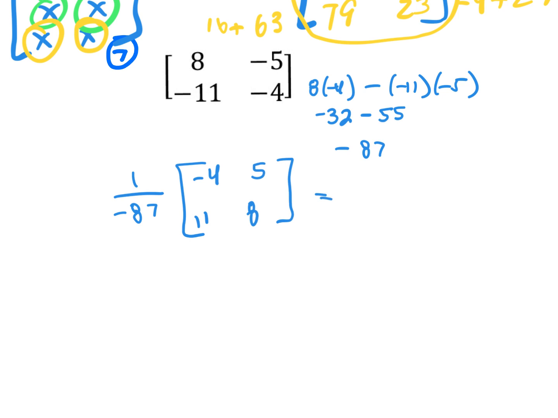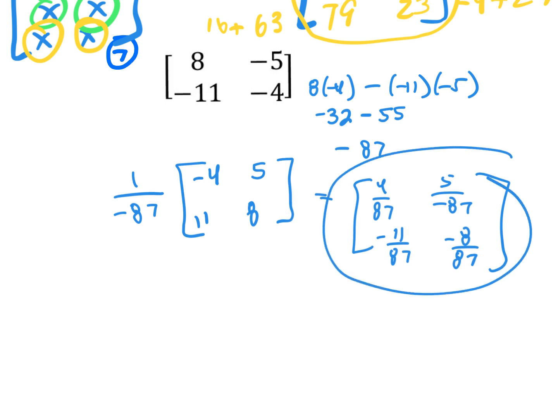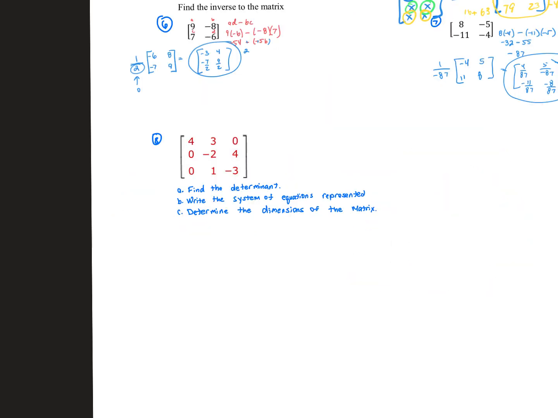So negative divided by negative is going to give me 4 over 87. That's not going to simplify. And then I have negative 11 over 87. Again, doesn't simplify. Then I have 5 over negative 87. Does not simplify. And then I have negative 8 over 87. And again, does not simplify. So there's your inverse.